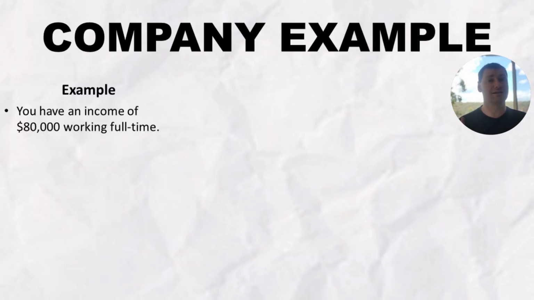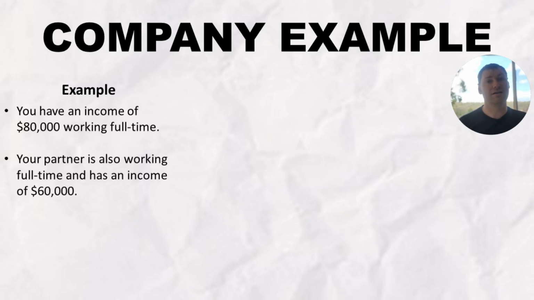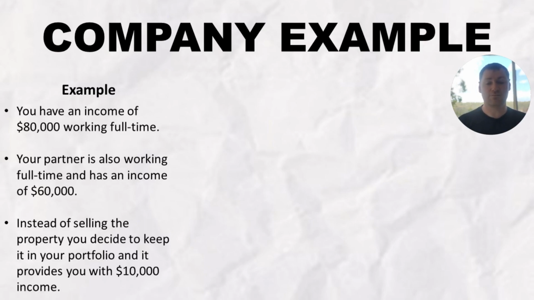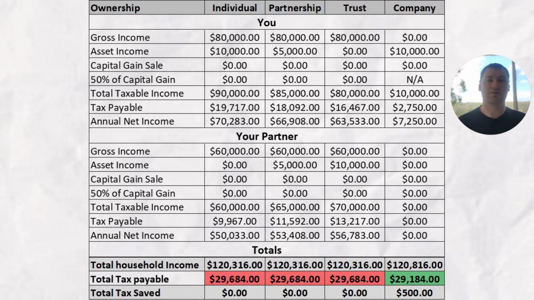Let's take a quick look at an example that benefits the company over the other structures. In this example, you have an income of $80,000 and your partner is working full-time earning $60,000. Instead of selling the property, you decide to keep it in your portfolio because it makes you a $10,000 per annum profit. So now what you can see is that the income, if it was in your own name, makes no tax benefit towards you at all. You pay a tax rate higher than you would if it was in a company structure.